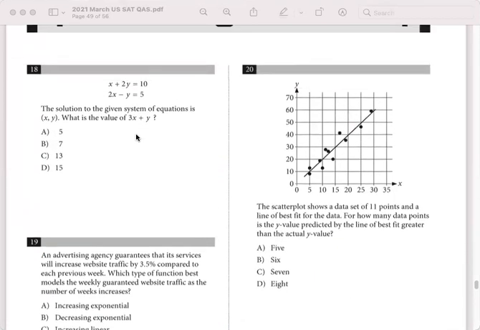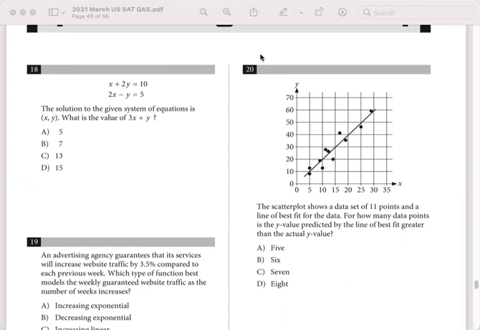Okay, let's go to question 20. The scatter plot shows a data set of 11 points and a line of best fit for the data. For how many data points is the Y value predicted by the line of best fit greater than the actual Y value? Okay, so what that means is that if the Y value predicted by the line of best fit is greater than the actual Y value, I'm basically counting the number of points which are below the line, right?